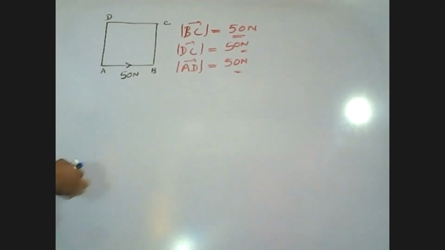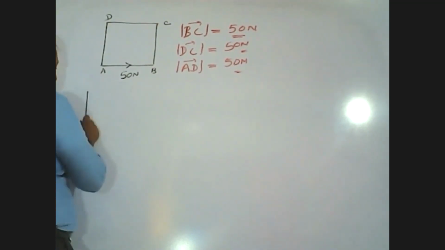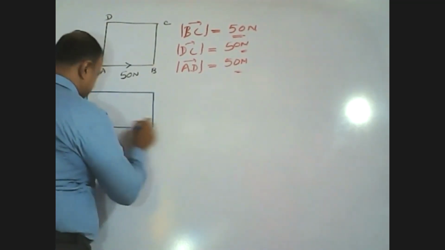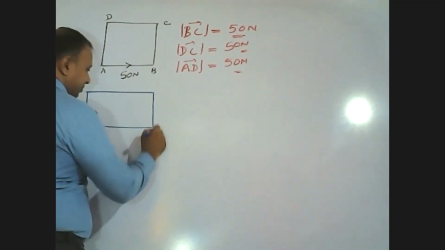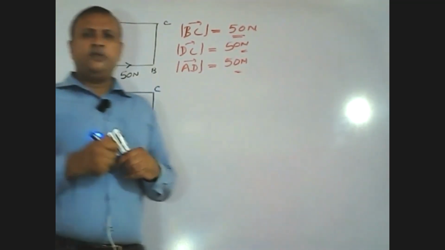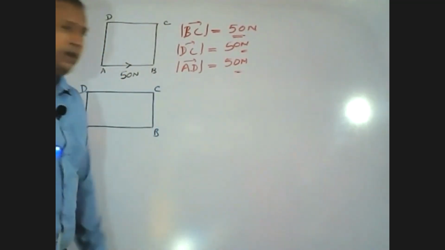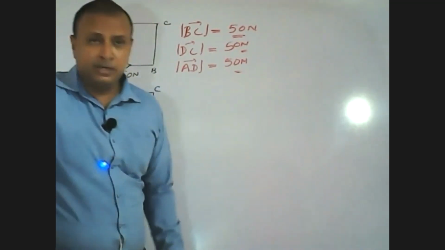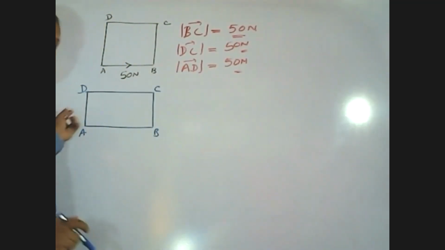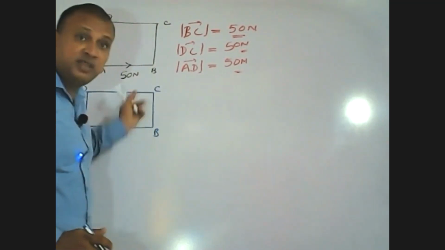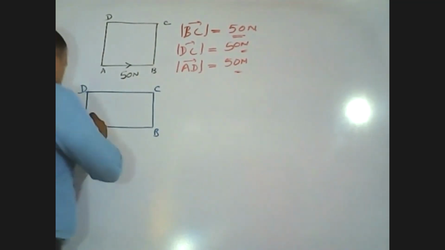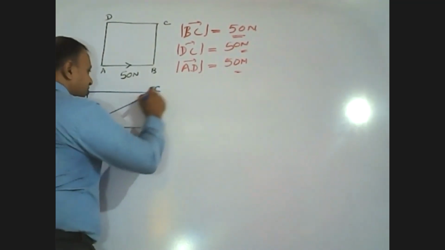The second one is a rectangle. If you know the properties of a rectangle, I think that is in your oral syllabus. What are the properties of a rectangle? Opposite sides are equal, and the two diagonals are equal to each other.